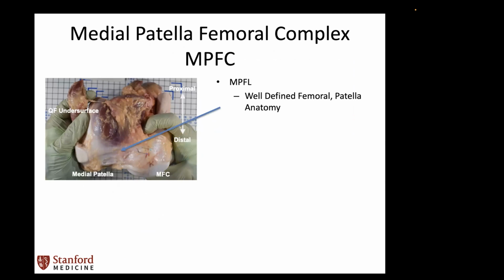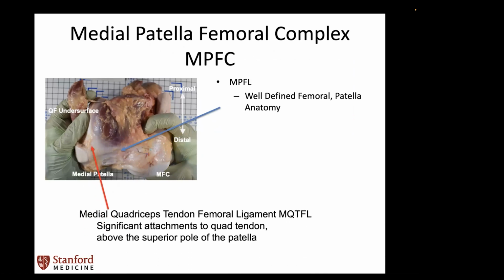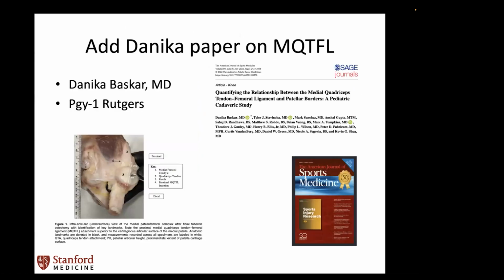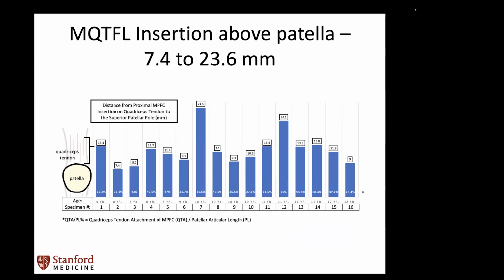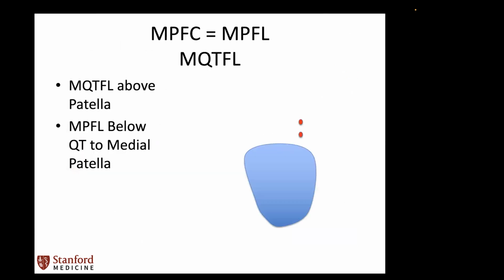So there's the MPFL we all know well about. This is the MQTFL. There's an extension that goes well above the joint, or the superior aspect of the patella, and attaches it to the quadriceps tendon. And so that led to another, well, let's look at this in our pediatric cadavers. This is a paper that Danica Bhaskar, who's now a first-year resident at Rutgers, published last July, looking at the relationship. And basically what she found is that the MQTFL inserts anywhere from about 7 to 23 millimeters above the superior pole of the patella. So this MPFC, this complex, is more broad than the MPFL.